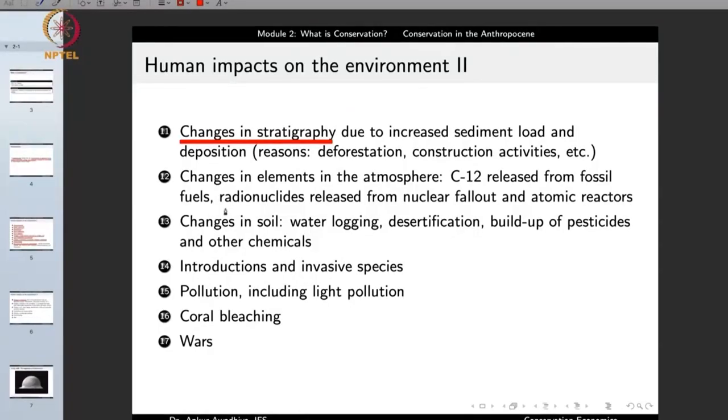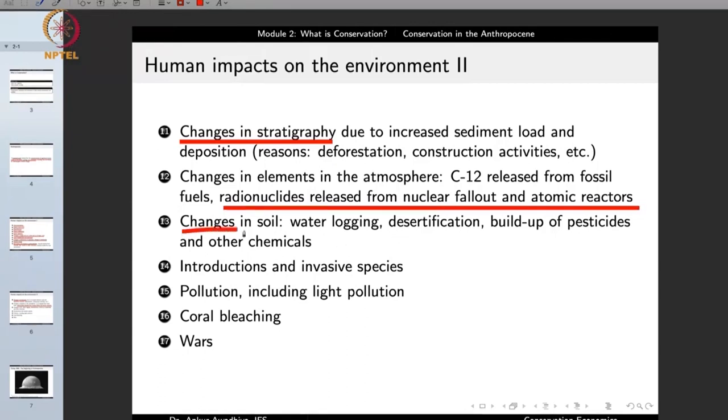Now, this will not have a very drastic impact on most of the organisms, but yes, this is a change that is brought about by human beings on the atmosphere. So this is another indication of the beginning of Anthropocene. So when we start seeing changes in the radioactive ratios in different gases or in different elements, that would give us an indication of when Anthropocene begins. And similarly, we are seeing radionuclides that are released from nuclear fallout and atomic reactors. And a number of these radionuclides just did not exist before humans brought them on Earth.